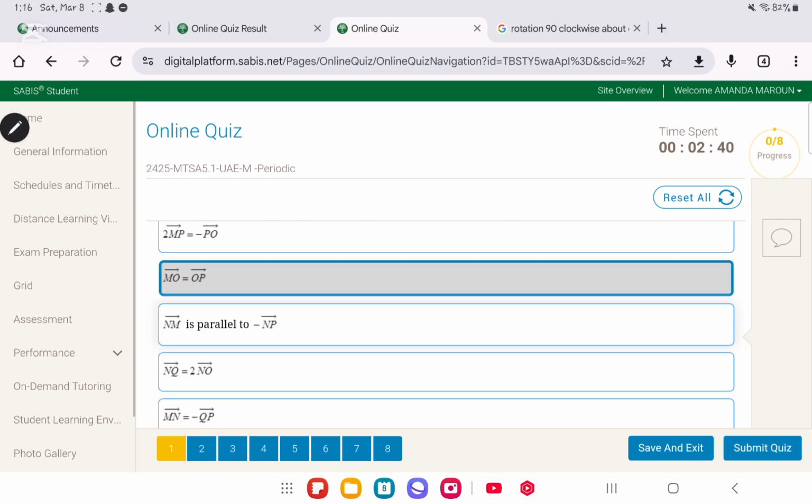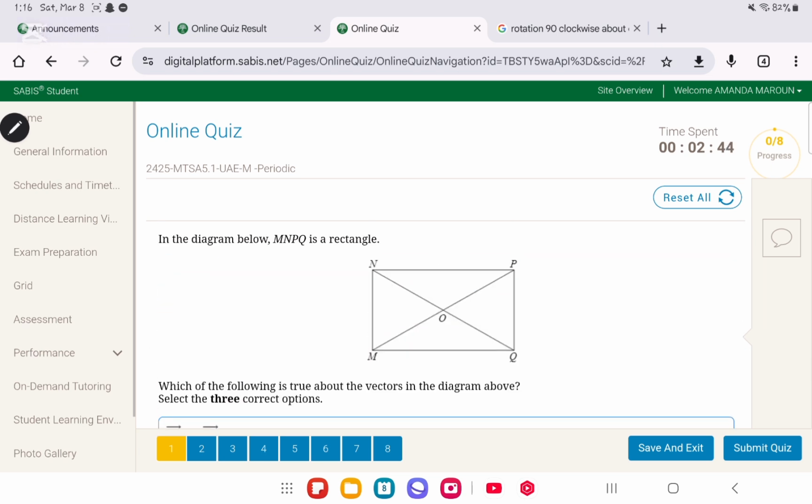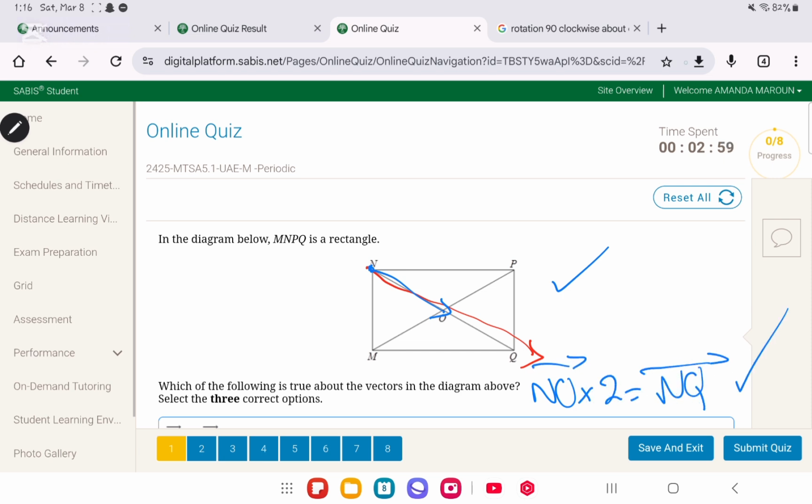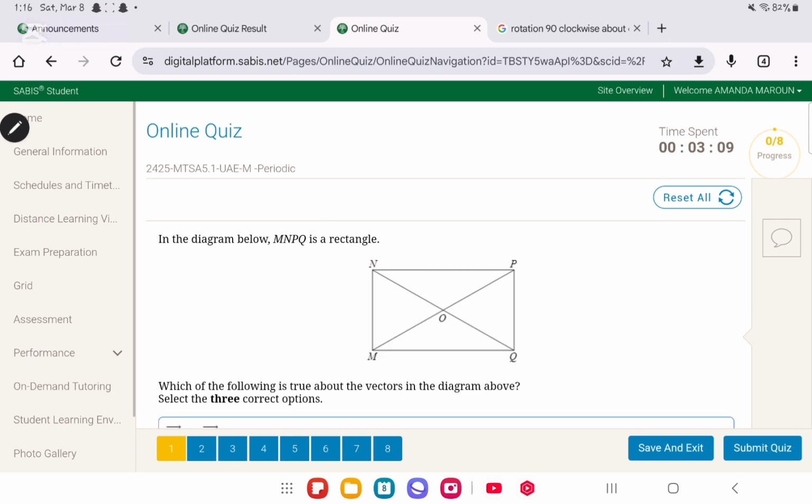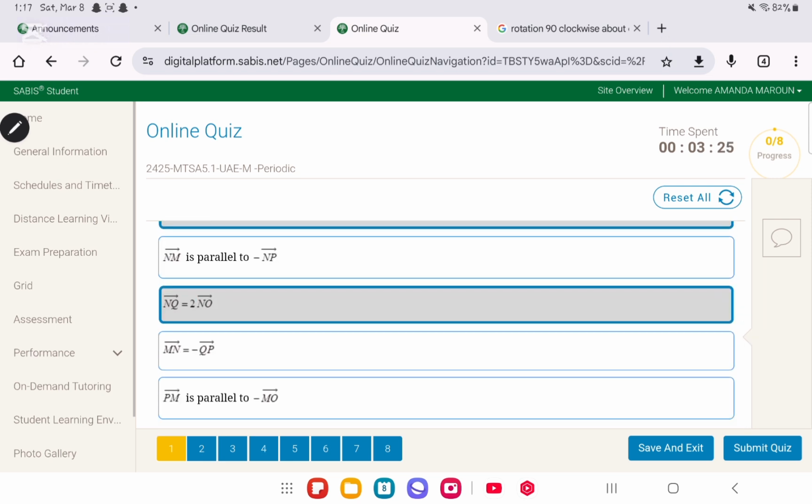The next option we have is NQ is equal to 2NO. So NQ is equal to 2 times NO. This is a fact, this is true. So NO times 2 is equal to NQ. This is definitely true. So yes, we are going to take it as a correct option. Then we have MN is equal to minus QP. So QP is like this. So minus QP would be the other side. Are they equal? No, they are not equal because they are going in opposite directions. So for sure, this is also incorrect.